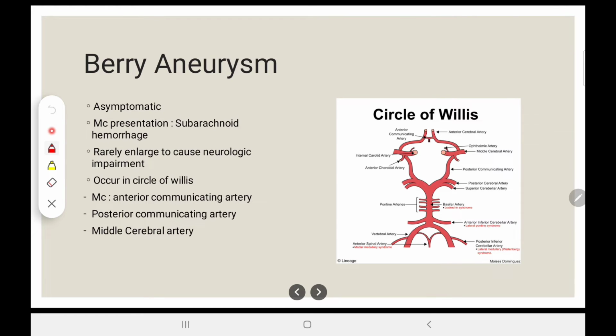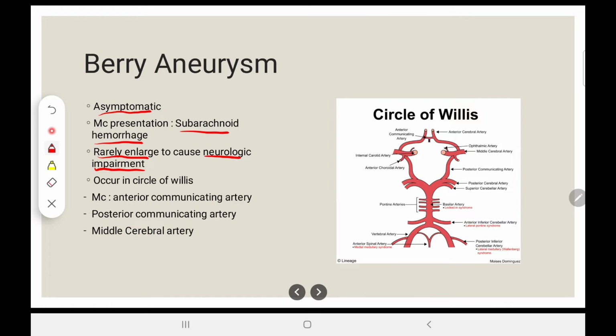One of the causes of subarachnoid hemorrhage is berry aneurysm. What is the most common symptom of berry aneurysm? The most common presentation is asymptomatic. We said that if it's symptomatic, it can cause subarachnoid hemorrhage. Berry aneurysm rarely enlarges enough to cause neurologic impairment.